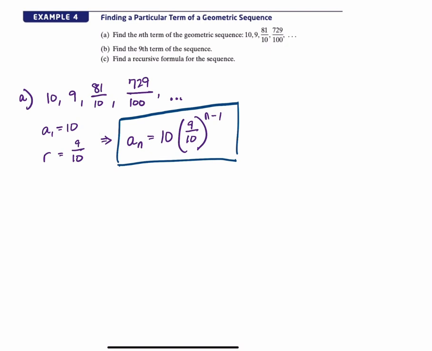So B asks us to find the 9th term of this sequence. Let's just find a sub 9. That should be 10 times 9 over 10 to the power of 9 minus 1, so to the 8th power. So multiply that out and you get 4.3046721.